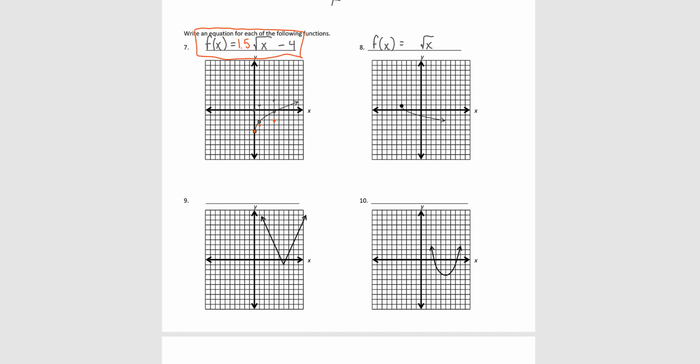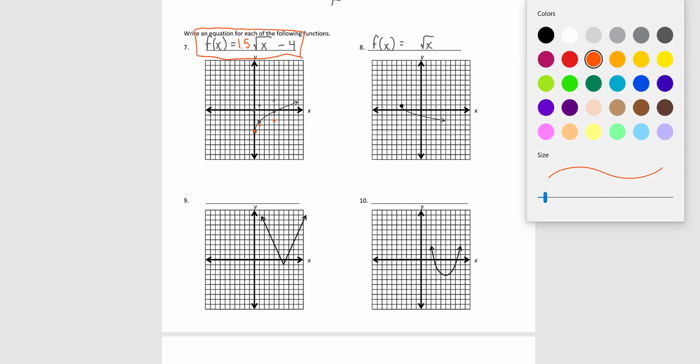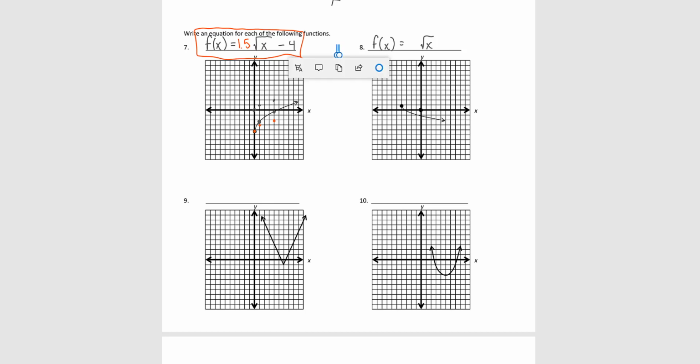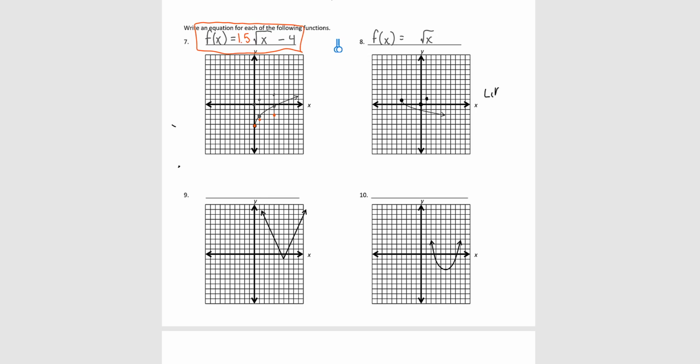Number 8. So number 8, same story. Our parent function. You notice they only have one dot plotted there because that tells me there's probably not a stretch in this problem at all. Because really you need multiple points to tell if there's a stretch. So we've obviously shifted left. Looks like left 4 in this problem. And it also looks like the origin point has been shifted up 1.